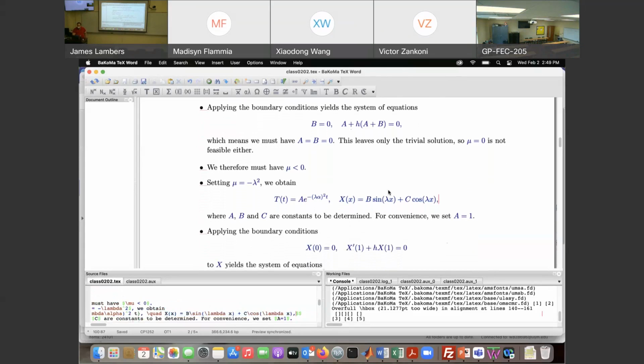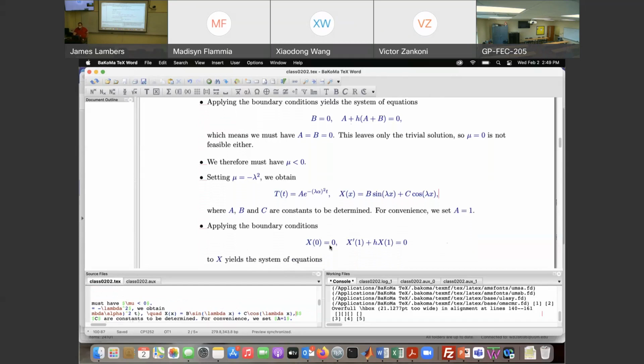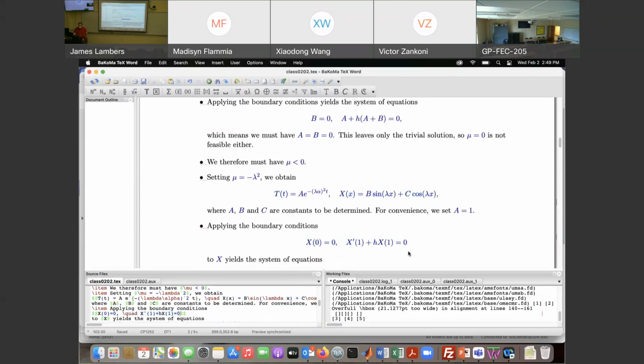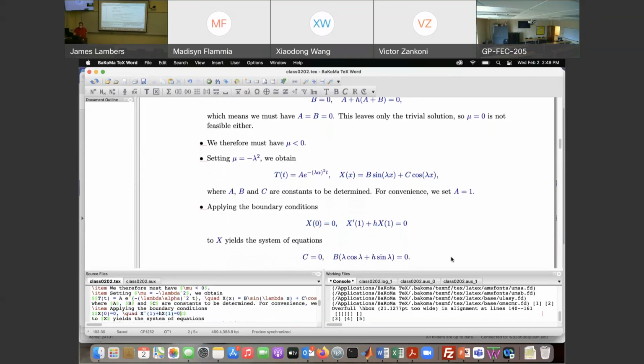Okay. So here are the boundary conditions. At x equals 0, it's 0, and at x equals 1, we have this. So what I'm going to do is go up here and plug in little x equals 0 and little x equals 1 into these two equations. And here's what I get.